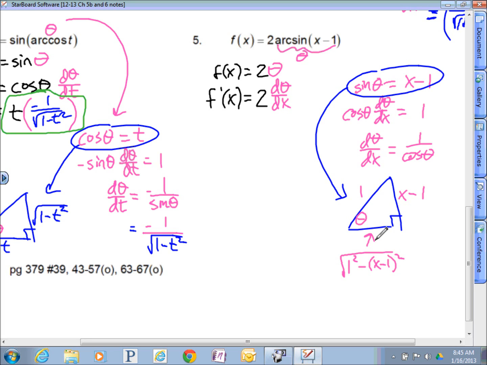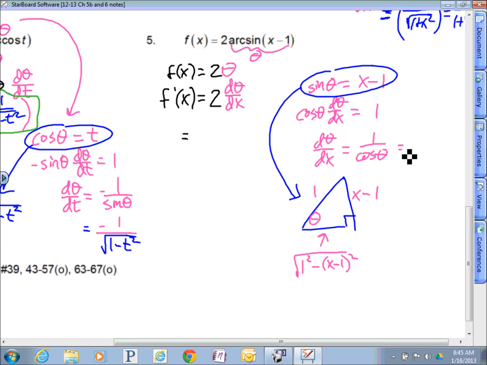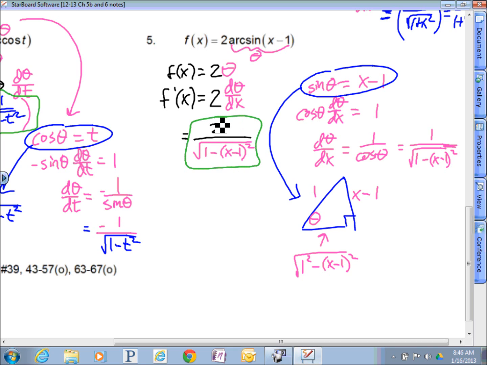So what's my f prime of x? My f prime of x would be 2 multiplied by, oh sorry, I haven't done d theta dx yet. Kind of missing that. So now my d theta dx, what's that going to look like? 1 over the cosine, which would end up being 1 over that square root divided by 1. Well, that square root is 1 minus the quantity x minus 1 squared. So there's my d theta dx. Now bring this back over, and I kind of got a little ahead of myself a second ago. So it looks like I've got 2 times 1 over that square root, which is going to end up putting that same square root, 1 minus x minus 1 squared, in our denominator.